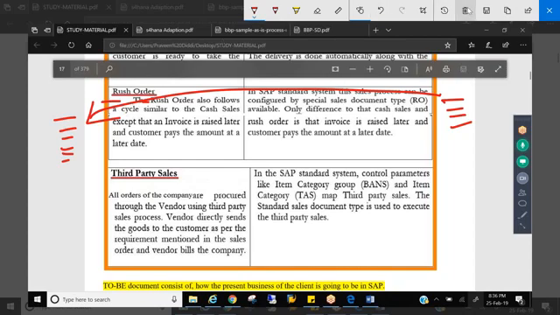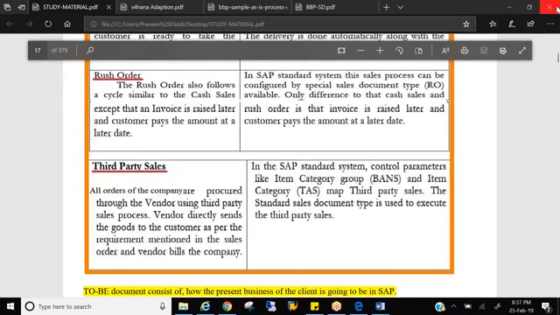Like the customer who wants to give, we already discussed in the last session, right? For one material, he wants to offer 2 materials as free goods, but it's not possible. Multiple free goods is not possible in SAP, right? So these are all called gaps.